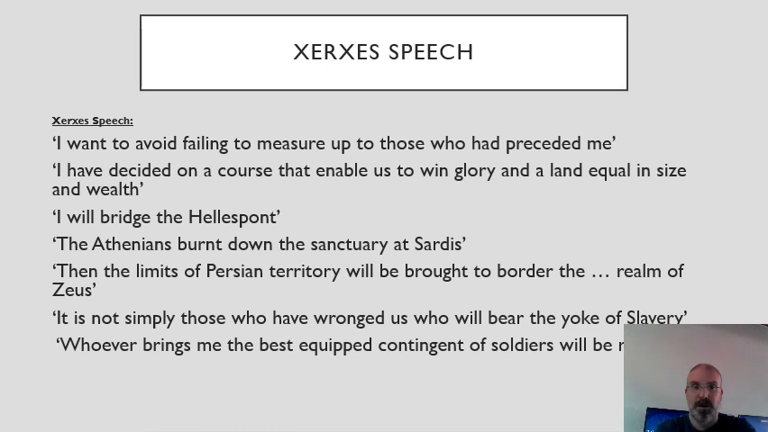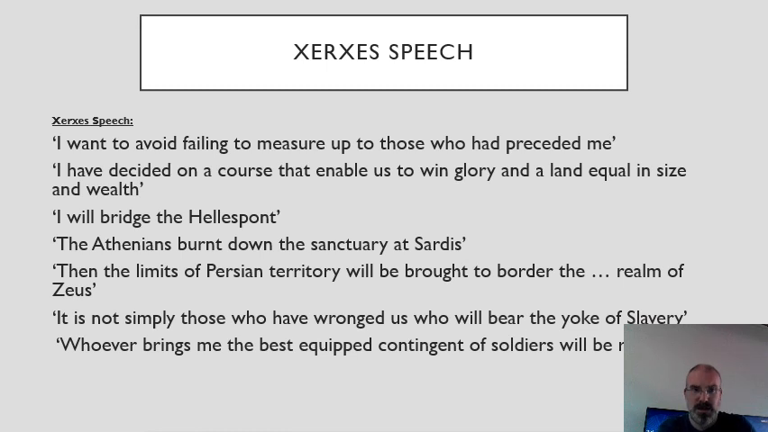But there you go. Xerxes says, I want to avoid failing to measure up to those who preceded me. So he is motivated by the actions of his ancestors, and he talks about how they have been on this steady conquest spree, and he too wants to conquer new land. So again we're getting this demonstration of the Persian desire to conquer and take.